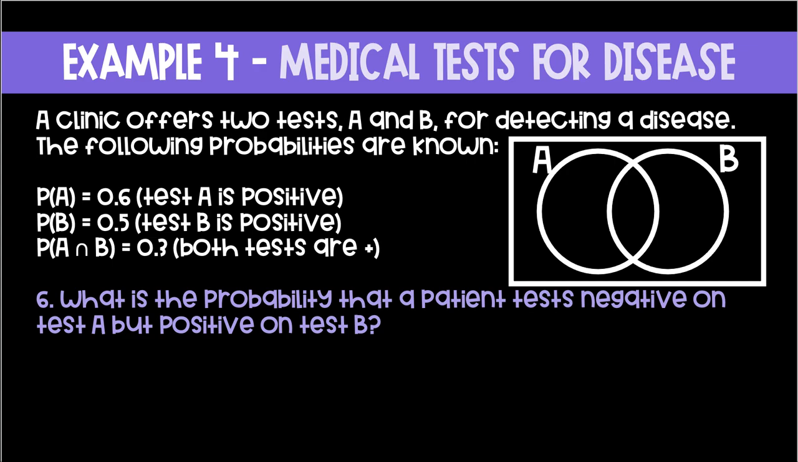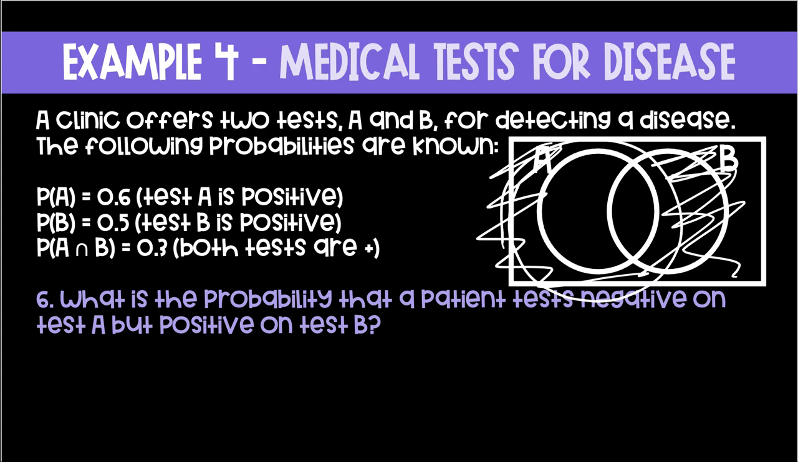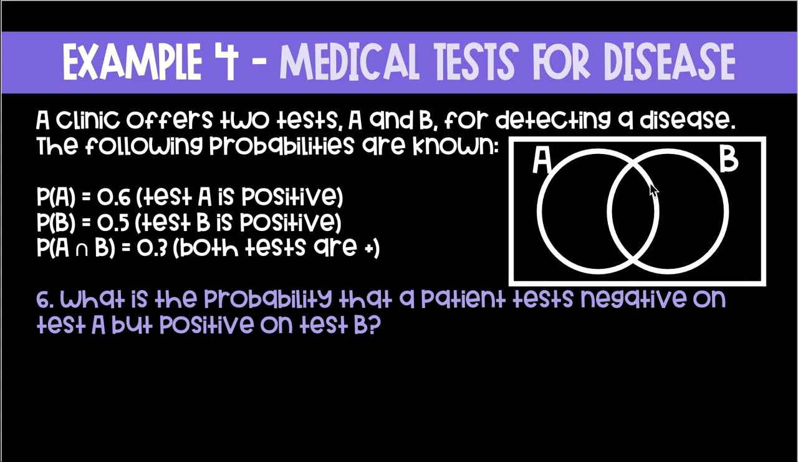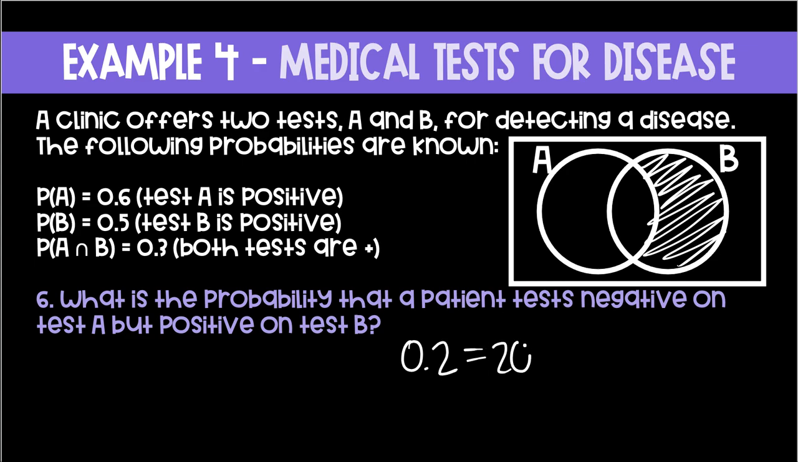What's the probability that a patient tests negative on test A but positive on test B? Negative on test A, so outside of test A, everything on the outside, but positive on test B, so only test B. We had already computed that. That was 0.2. Again, it's very important that you read your question and comprehend what your question is asking you to find.